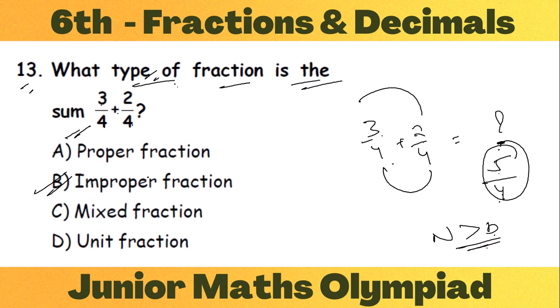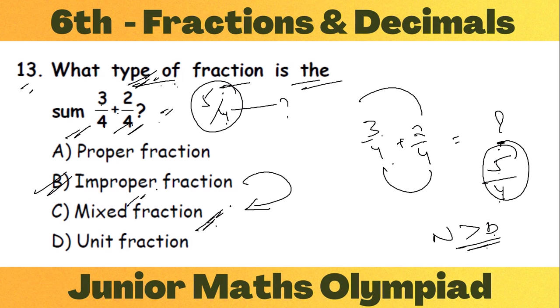improper fraction. There is a chance of writing it as mixed fraction, but here they have not asked in detail. So simply if we take the sum, the immediate result is 5 by 4, which is improper. If we simplify it, then it may be mixed fraction. But for this question, the immediate answer is improper fraction.